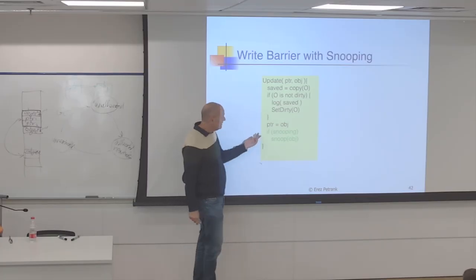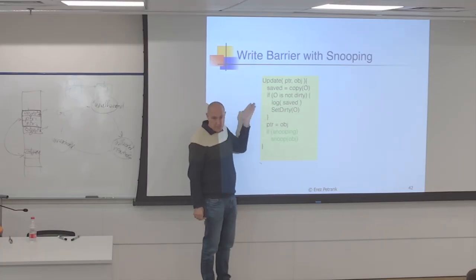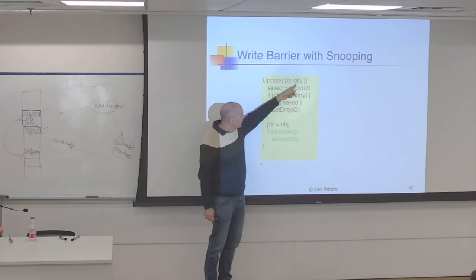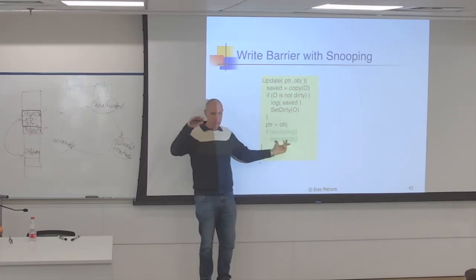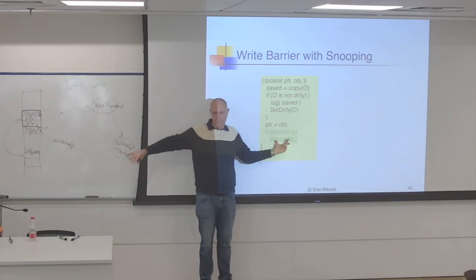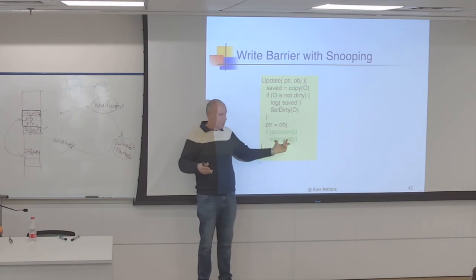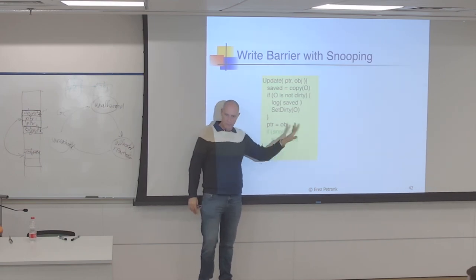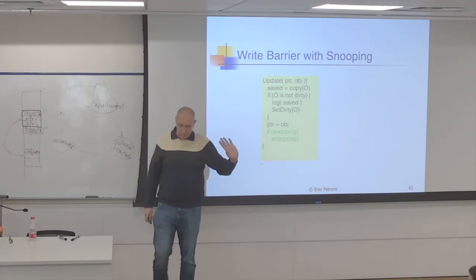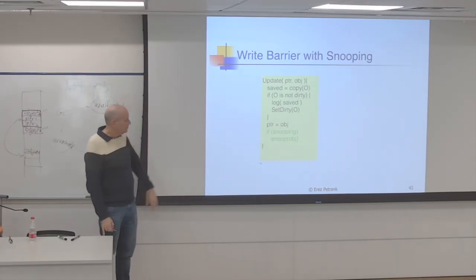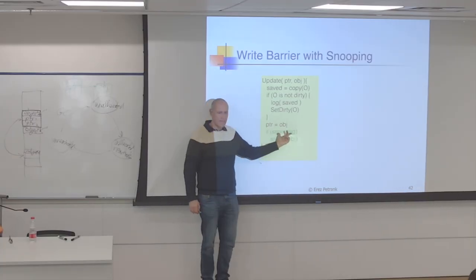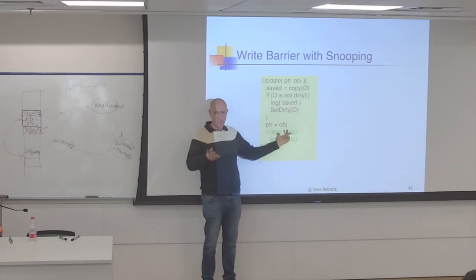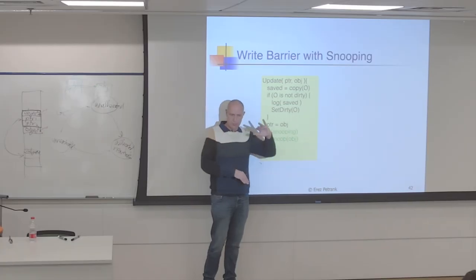So snooping, what does it mean? I have the same write barrier as before, but when I write a pointer to an object, I'm going to snoop it. I'm going to record to myself, like there will be a list of snooped objects. These are all the objects that receive a new parent, and I register that. This is just an addition to the write barrier, a flag that I will put up and down when I need snooping.